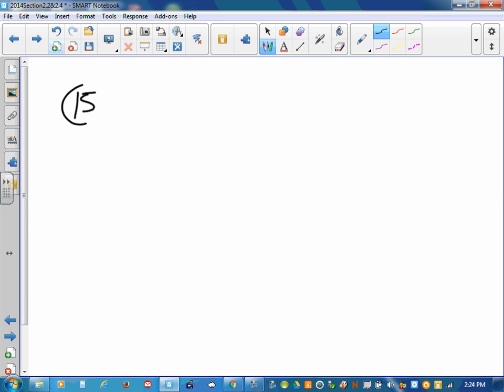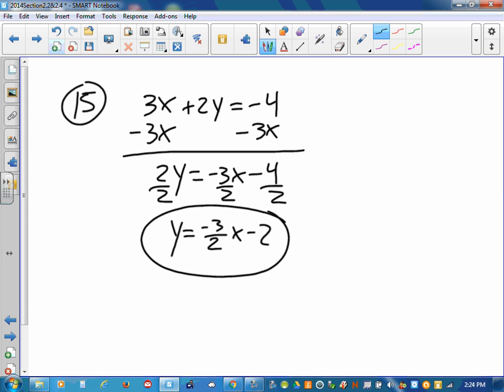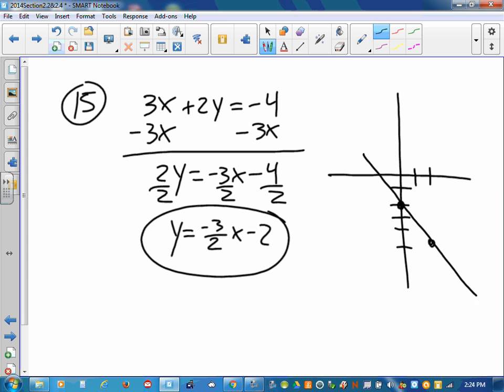Number 15, you need to solve for y. So you got 3x plus 2y is equal to negative 4. We're going to subtract the 3x over to the other side of the equation, and we get 2y is equal to negative 3x minus 4. Divide all the parts by 2. So you get y is equal to negative 3 halves x minus 2. So for this one, I'm going to start down at negative 2, and then I'm going to follow the slope of down 3 over 2. Down 3 over 2. So it'll go like so.